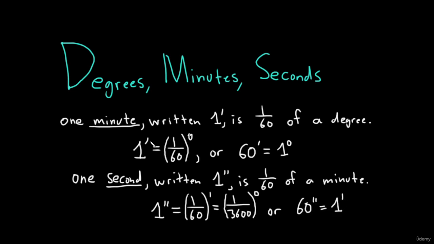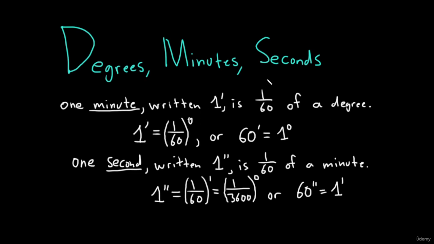What's written on the screen might look a little confusing, and I think people often have a hard time with this, but try to think of it like this. 60 seconds makes a minute, 60 minutes make a degree. So just like time, right? 60 seconds make a minute, 60 minutes make an hour, except we don't call them hours, we call them degrees.